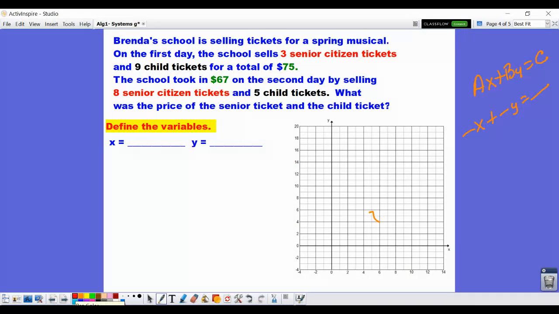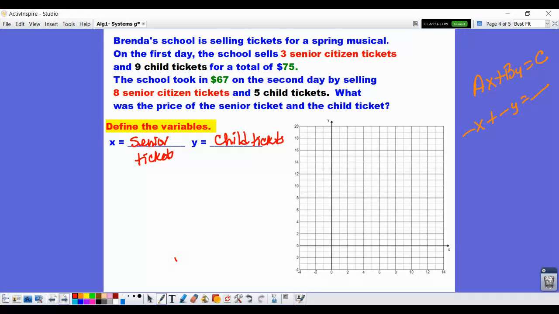Let's read this. Brenda's school is selling tickets for a senior class musical. On the first day, the school sells 3 senior citizen tickets and 9 child tickets for a total of $75. The school then took in $67 on the second day by selling 8 senior citizen tickets and 5 child tickets. What was the price of the senior ticket and the child ticket? If I pay attention to what comes first, I know that the x are the senior tickets and the y is the child.